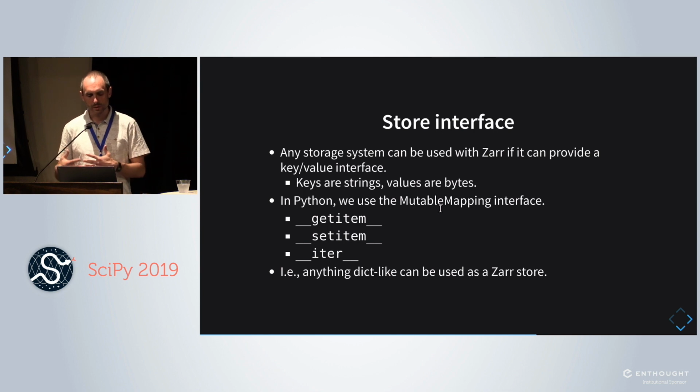And in Python, we use the mutable mapping interface to represent this interface. So basically, if you have a class which implements getitem, setitem, getitem to get a value for a key, setitem to set a key value pair, and then iter to iterate over the keys, that can be used as a store. So anything that is like a dict can be used as a store with Zarr.